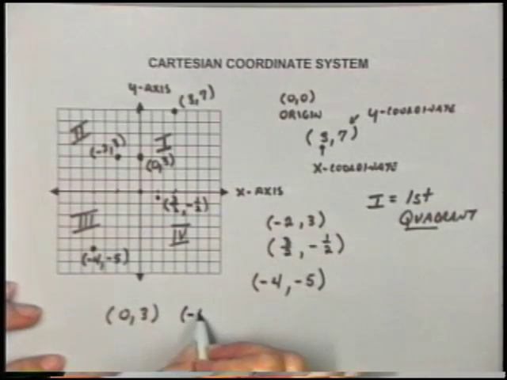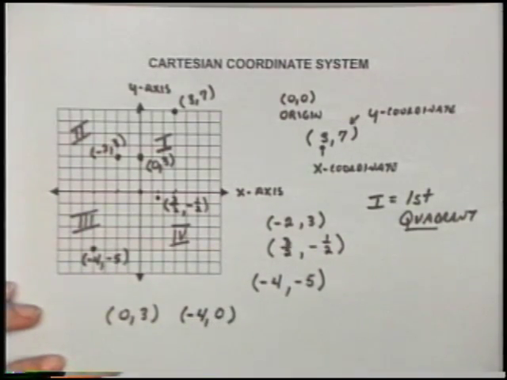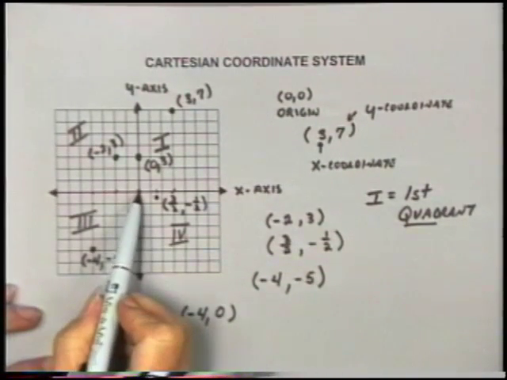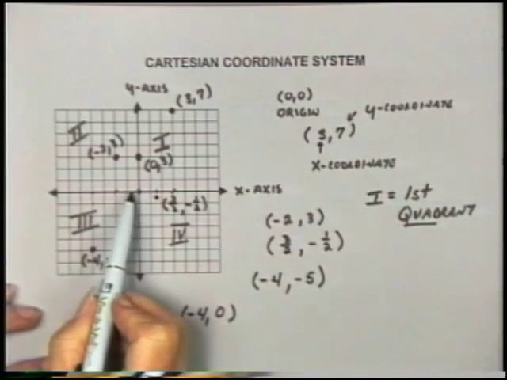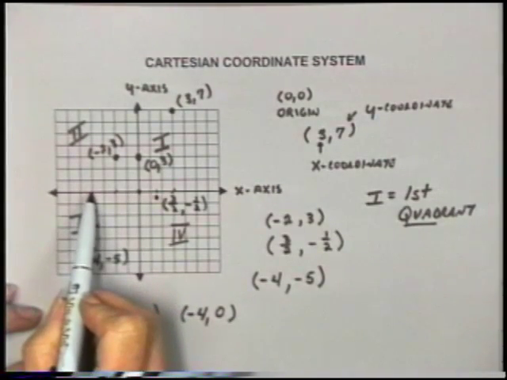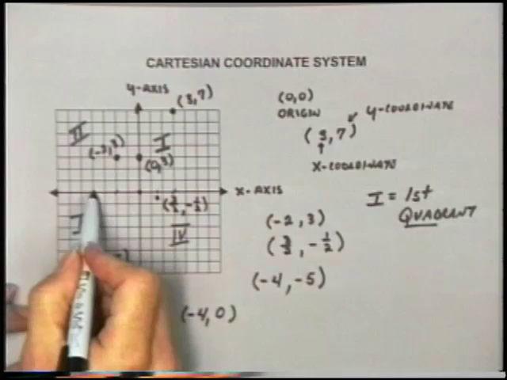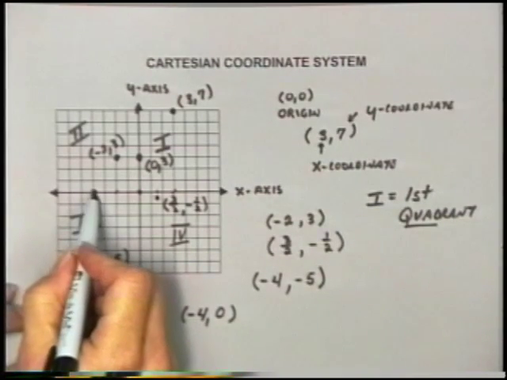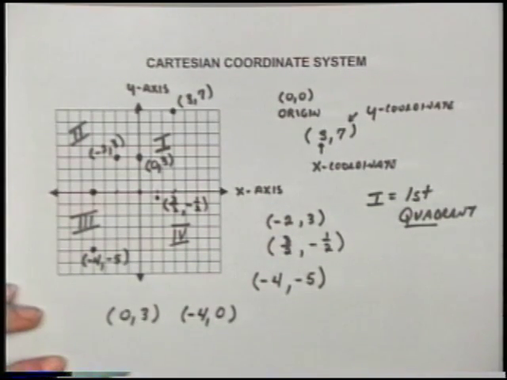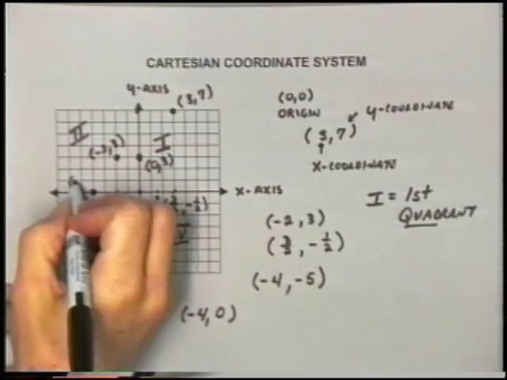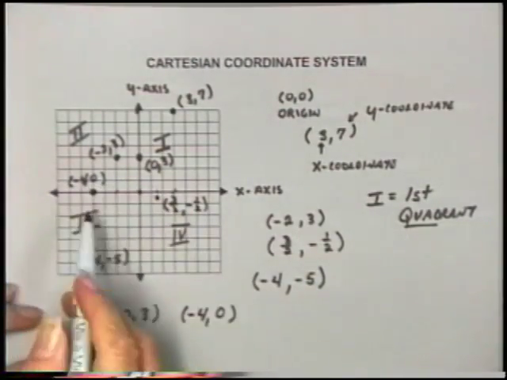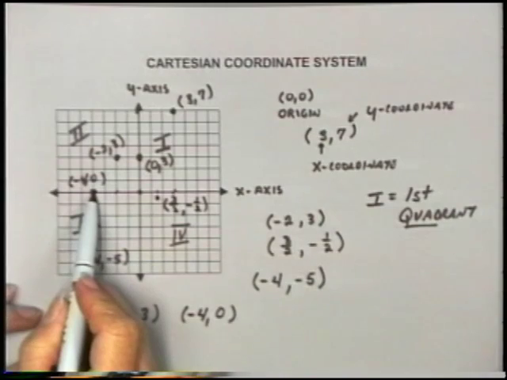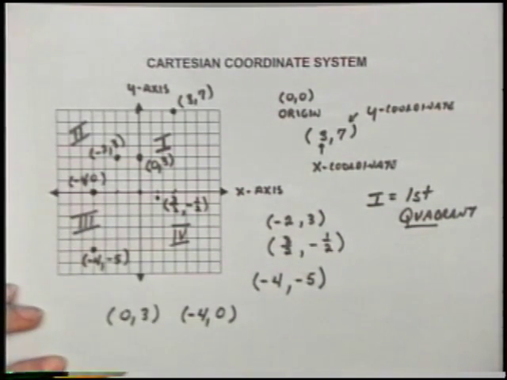What if I have the point negative 4, 0? Let's look at that. Our x-coordinate is negative, so from the origin we would move to the left, 1, 2, 3, 4. Since our y-coordinate is 0, we do not move up or down. This point right here has coordinates negative 4, 0, and you will notice that point is on the x-axis. Therefore, it is not considered to be part of either quadrants 2 or 3.